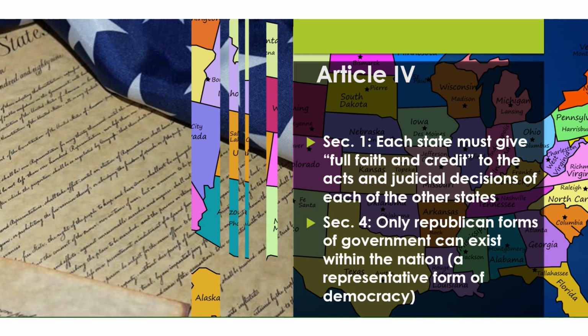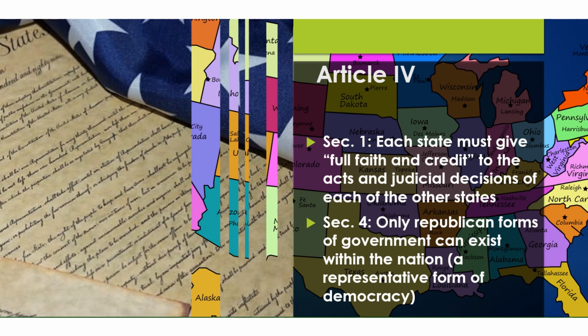Another thing regarding the states is an interesting one, because this is a guarantee to the states that only Republican forms of government can exist within the nation. And when you look at that term Republican, don't think about political party. This language was put in the Constitution long before the Republican Party was born. A Republican form of government is simply a representative form of democracy. It's a form of democracy where we the people don't make the law, but rather we elect people to make the law. Our elected representatives make the law. Our elected representatives set the policy. That's a Republican form of government.